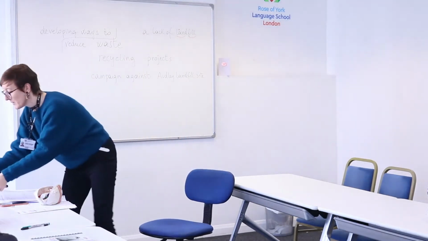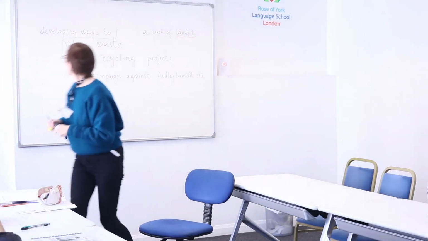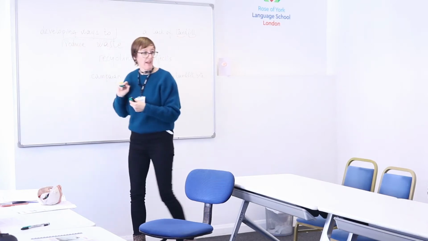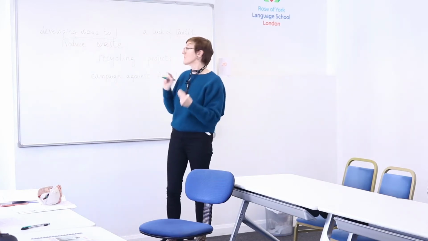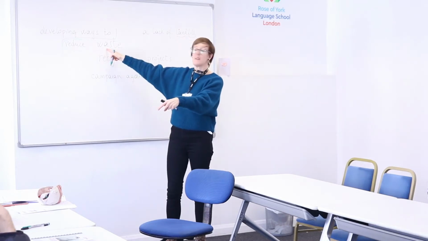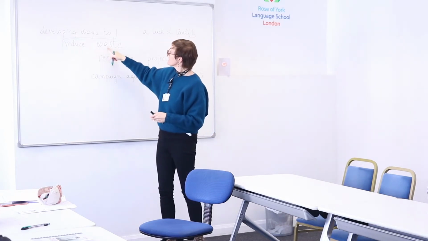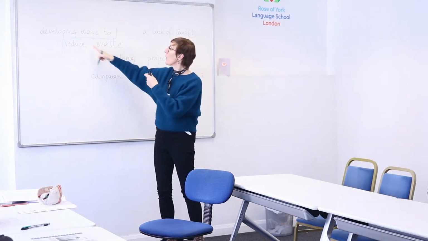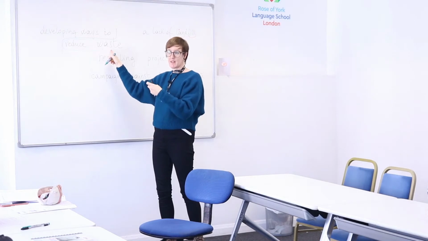For example, this. Okay, this is a fantastic collocation. So this word is repeated many times in the text. What word do you see this word with? It's reducing waste. What else can you do with waste? Those are the key collocations that you want to put in your head and use when you're writing.